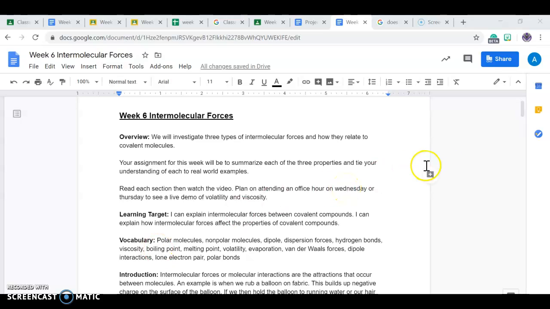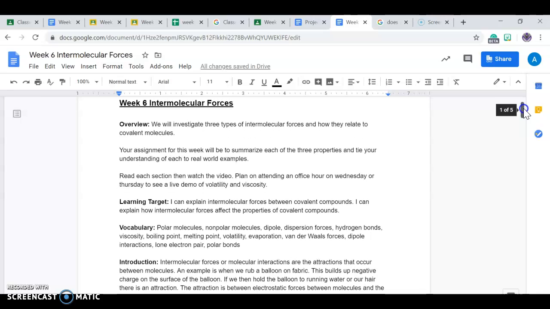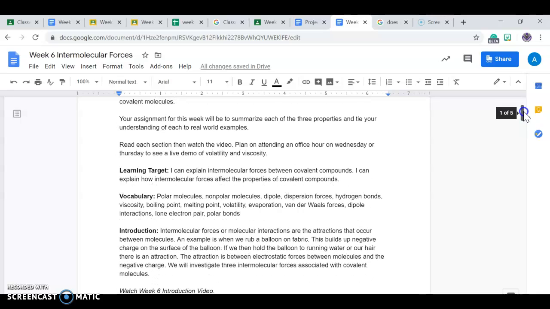Okay, so you should have watched the overview video so you know what's going on. We're going to start talking about intermolecular forces. So we go into our learning target. I can explain intermolecular forces between covalent compounds. I can explain how intermolecular forces affect the properties of covalent compounds.